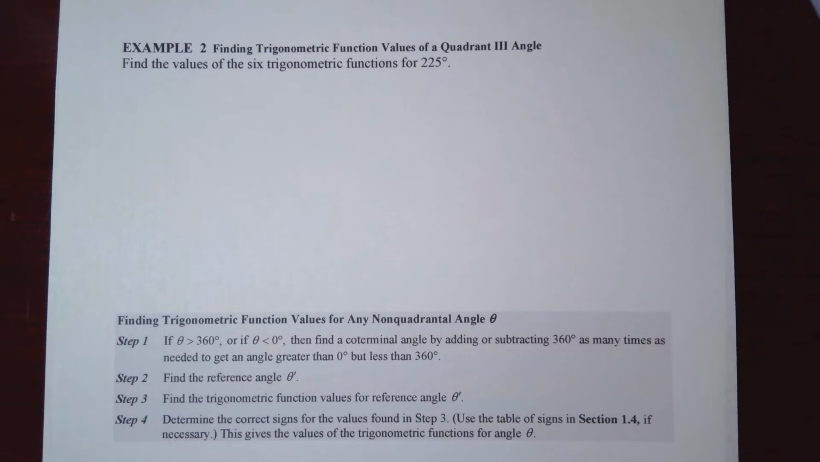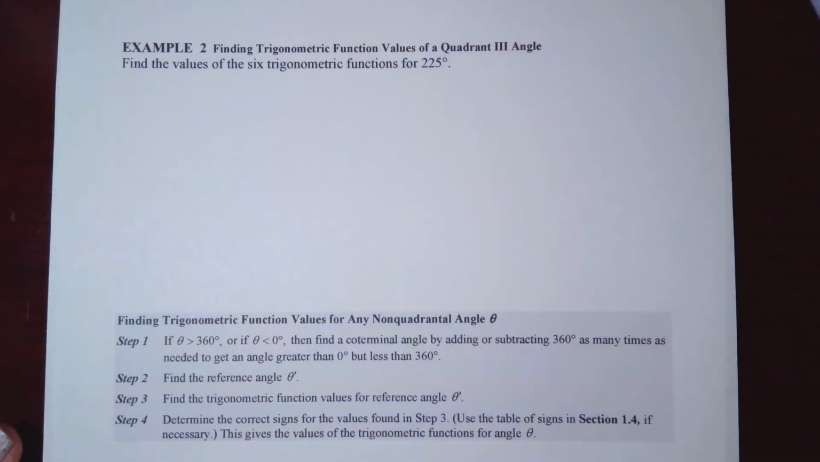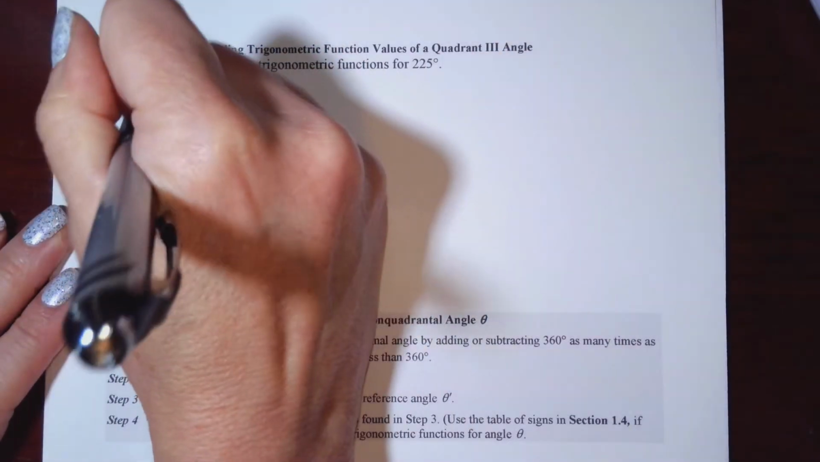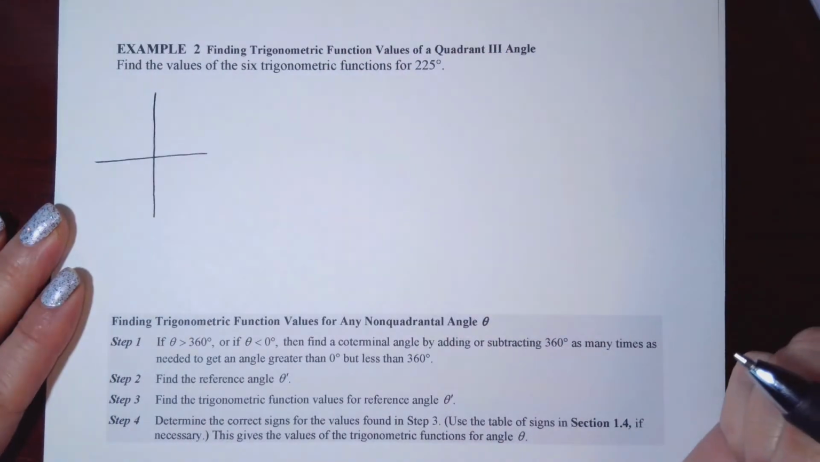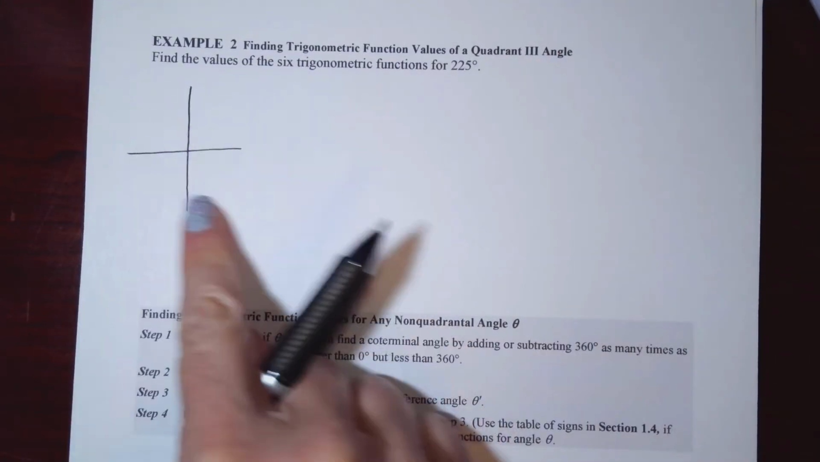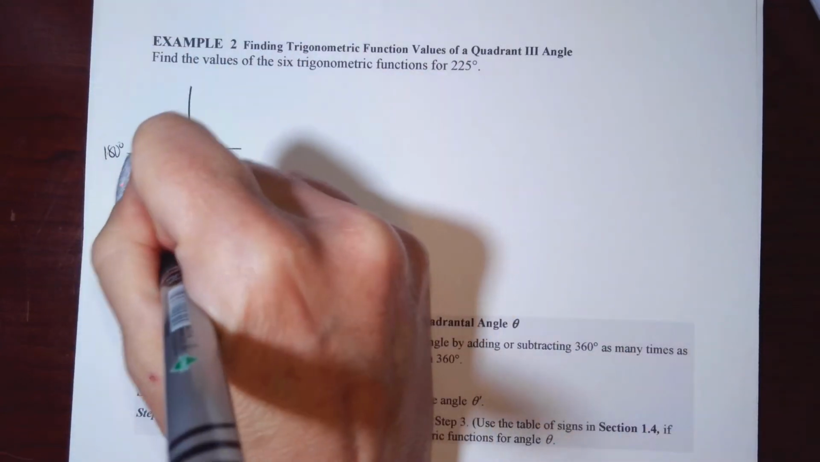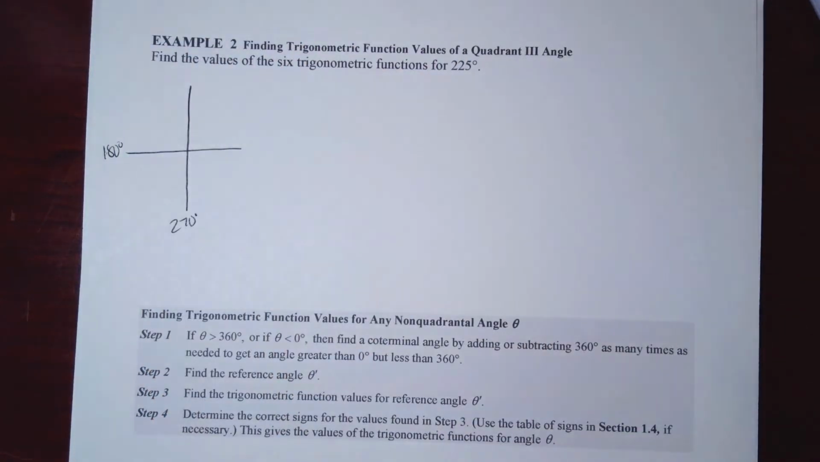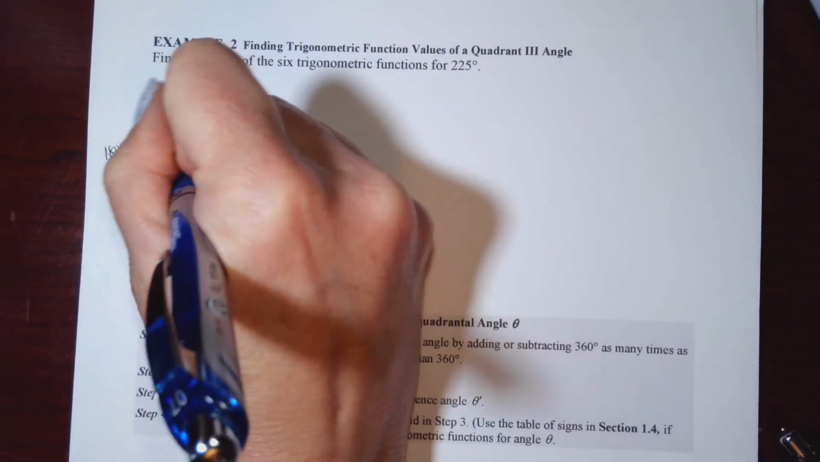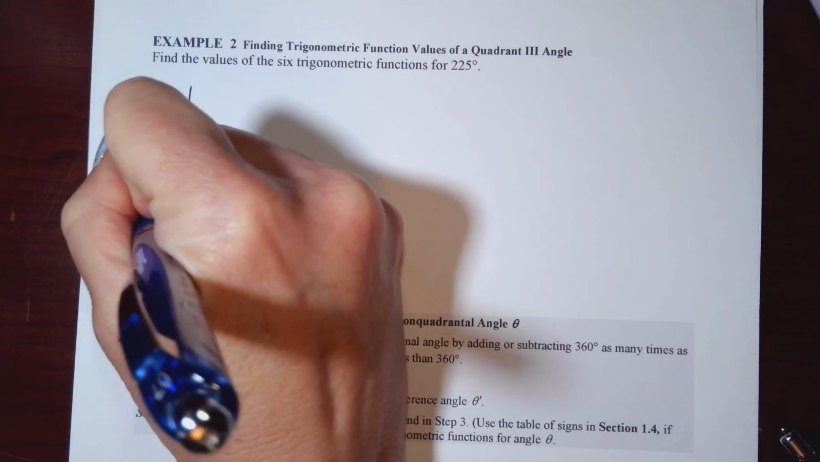We're going to find the values of the 6 trig functions for 225 degrees. Well, 225, I'm not familiar with 225 off the top of my head, so I say, okay, let's put it on a sketch. Let's put it on our XY coordinate plane. Well, this quadrantal is 180, this quadrantal is 270, 225 is going to be in here. So here's my angle theta, 225 degrees.